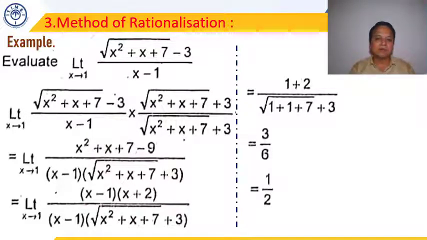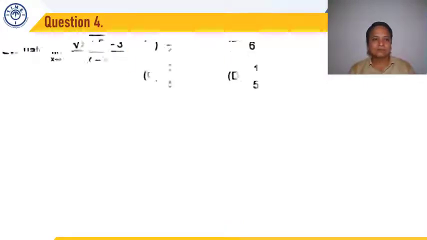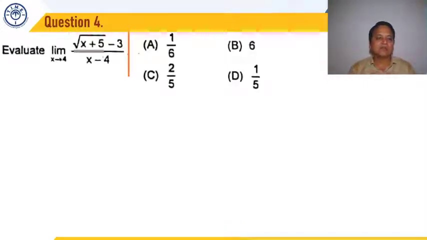So we get value of the limit as x equal to 1 by 2. I hope this is clear. Now we take question 4 from the handout. It says we have to evaluate limit x tends to 4. Expression is root x plus 5 minus 3 upon x minus 4.